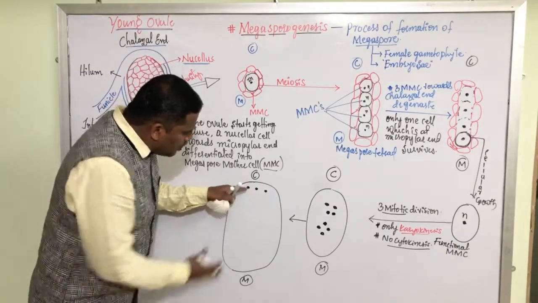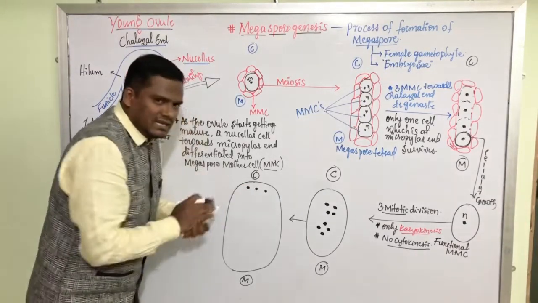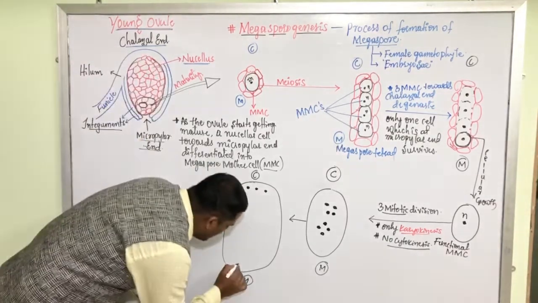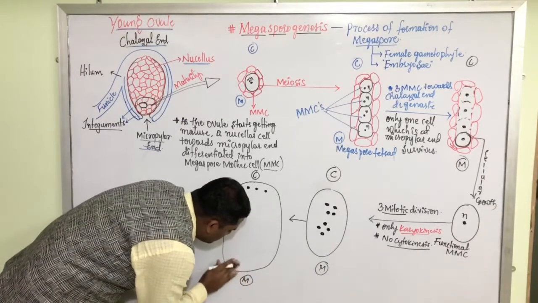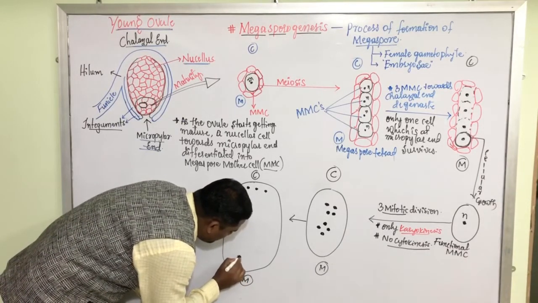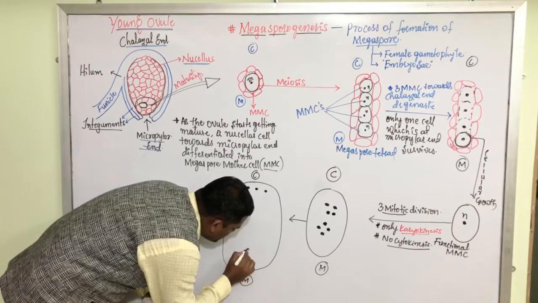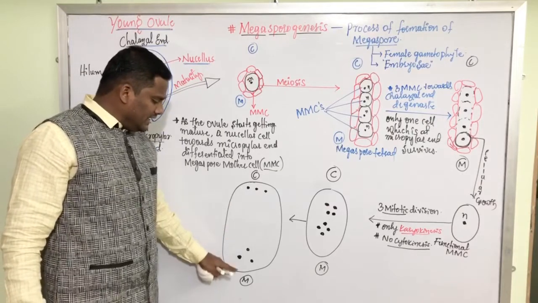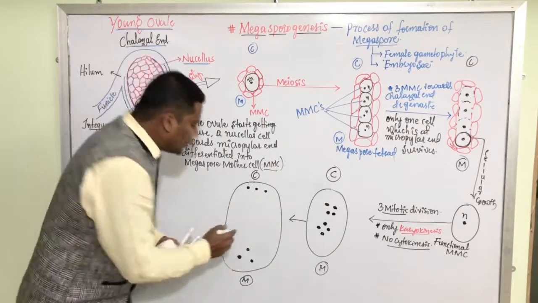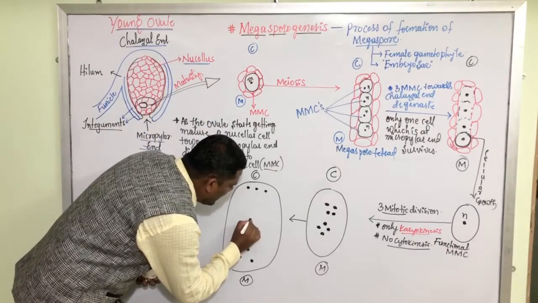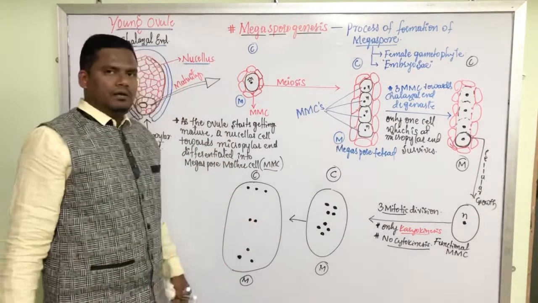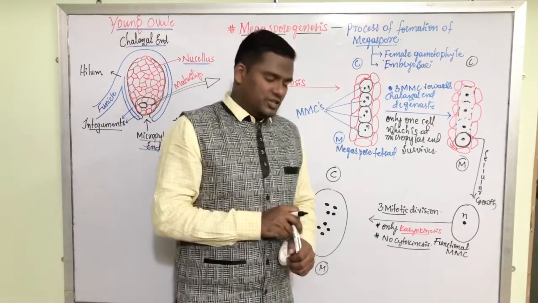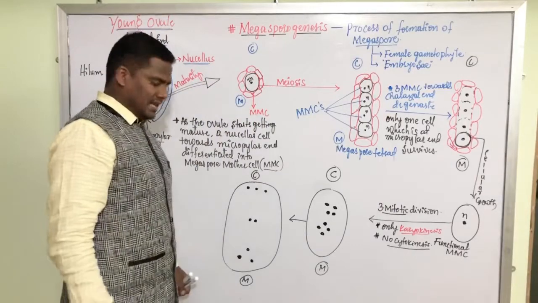3 cells move towards, sorry, they are not the 3 cells. 3 nucleuses, they move towards the chalazal end, and 3 nucleuses, they move towards the micropylar end. How many left? 3 here, 3 towards the micropylar end. That means 2 nucleuses, they remain in the center. This is called as nuclear arrangement. Arrangement of nucleus in a cell.